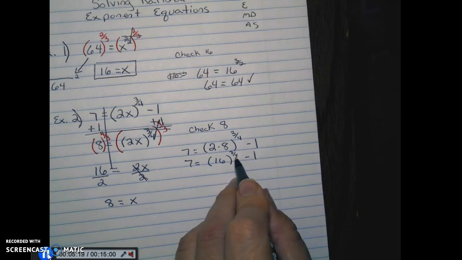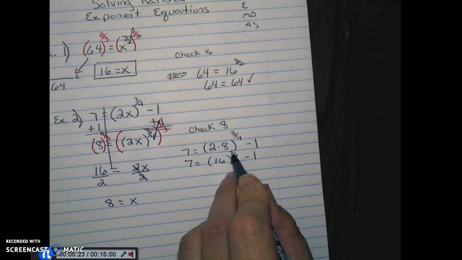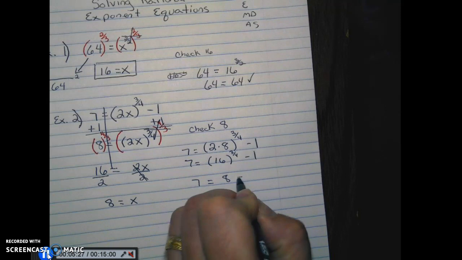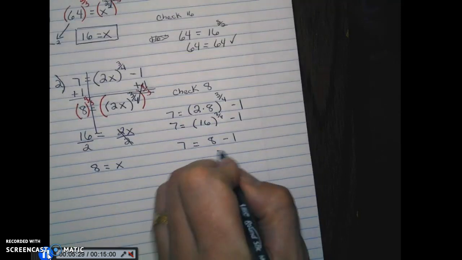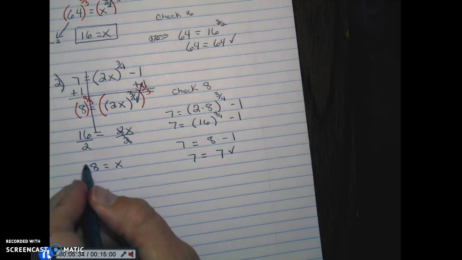Then exponents. So the fourth root of 16 is 2. 2 cubed is 8. Eight minus 1 is 7. Checks out. Got the right answer.